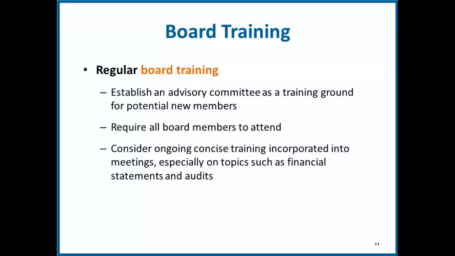Also, certain topics such as financial statements and audits are a lot of times things that people need to know fairly soon after they join the board, or need a little bit of a refresher on. So being able to incorporate that, rather than waiting until once a year or whatever it might be, is really important.